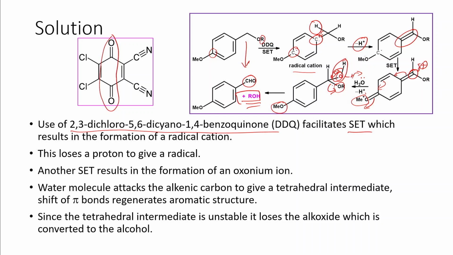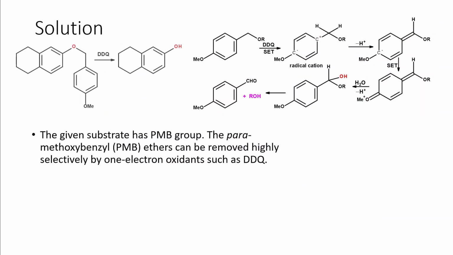In other words, we can do the same thing for our alcohol. So this is our starting material. This starting material has the para-methoxy benzyl ether unit. When treated with DDQ, it undergoes cleavage, or deprotection, to give the corresponding alcohol unit.